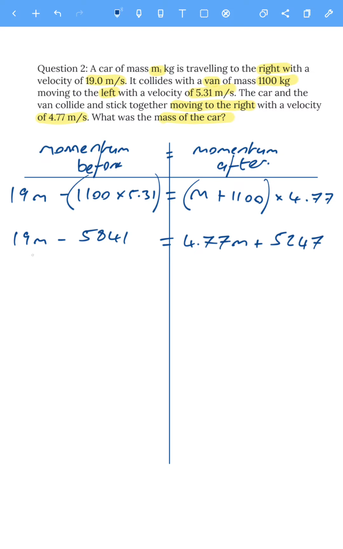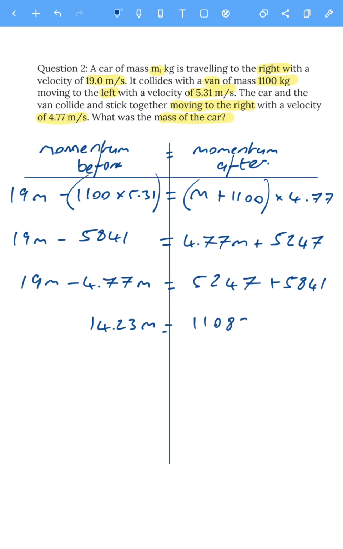Right, then what we need to do is get anything with an m on the left-hand side and the numbers on the right-hand side. So we need to do 19m, I'll actually do another line on this working out. So 19m minus 4.77 lots of m equals 5,247 on the other side. And then we've got minus 5841 on the left hand side, so we need to add 5841 on the right hand side. Then we need to do 19 minus 4.77, which is 14.23. So 14.23 lots of m equals, and then add these two numbers together, which is 11,088.